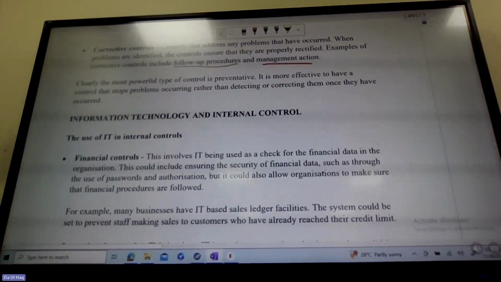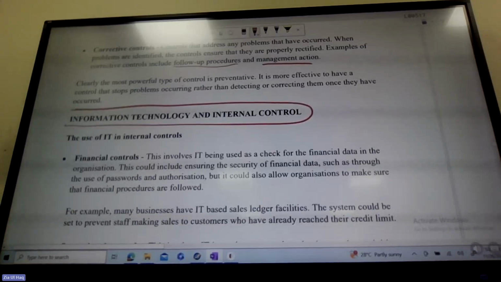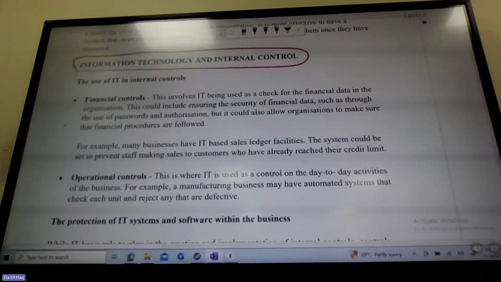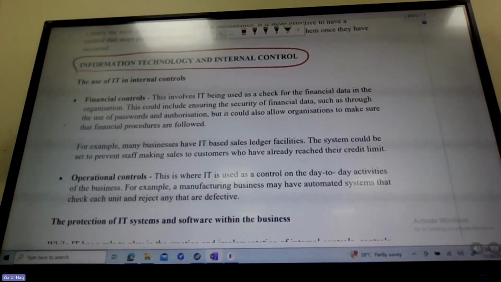Information technology and internal control. Now we are moving towards another topic, information technology and internal control. Nowadays, organizations are using different computerized systems and software. In that computerized software, what should be the controls over there? We are going to study computerized control, I mean, what should be the control over the computerized system in the organization?